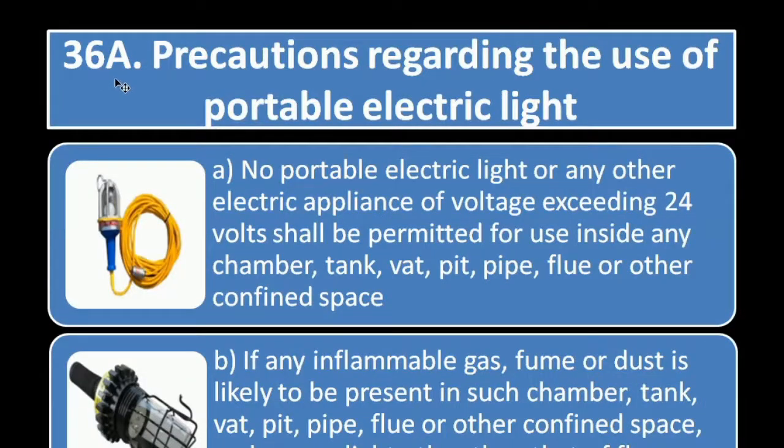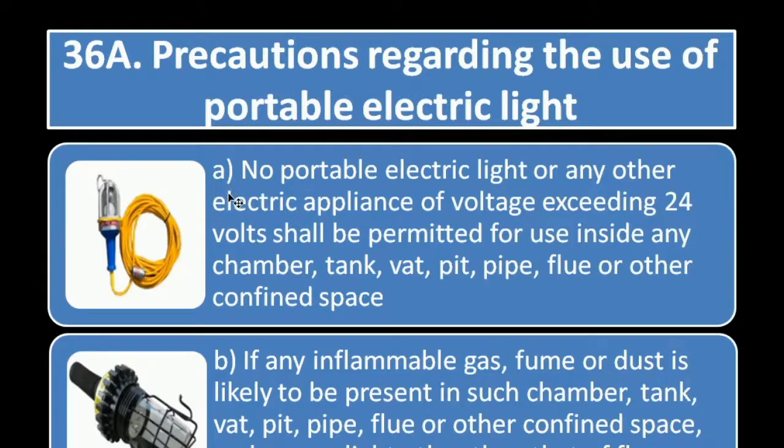Section 36A, Precaution regarding the use of portable electric light. In this section we will be learning about the kind of light that is supposed to be used in a confined space and what kind of light we are not supposed to use. So we'll go through the subsections to get a better understanding of it.